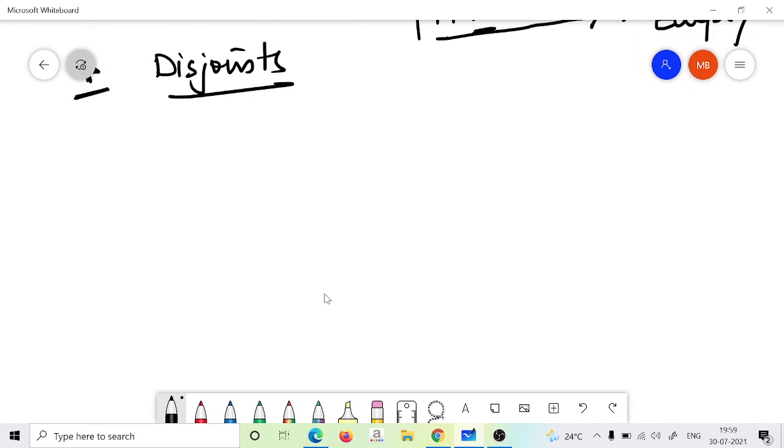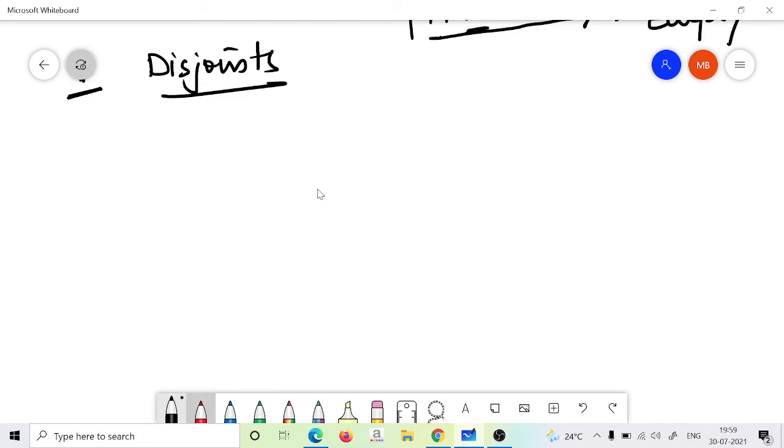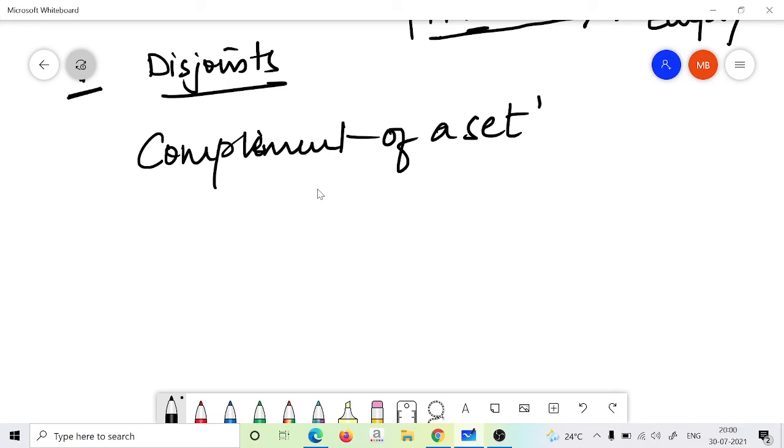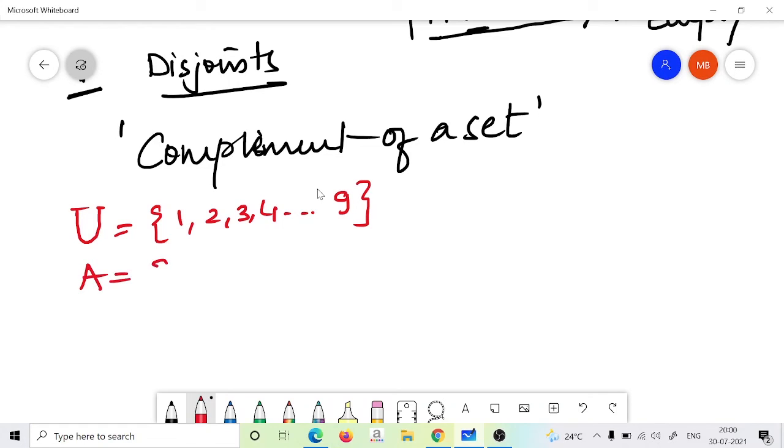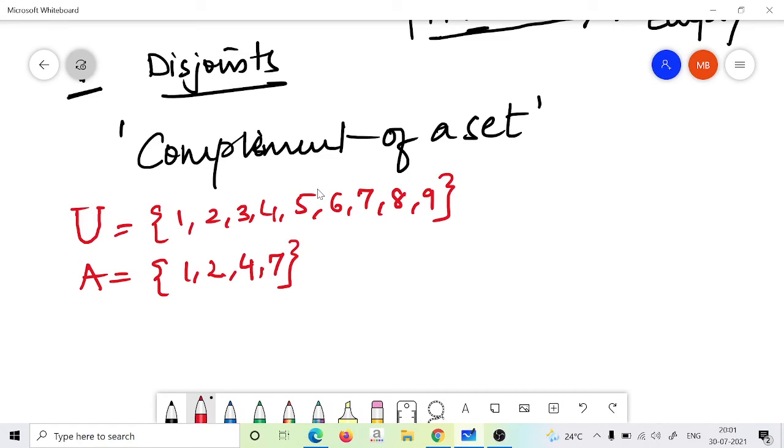Let us discuss one more important concept, which is the complement of a set. Let us assume that we have a universal set which has elements 1, 2, 3, 4, and up to 9. Okay, let me rewrite this completely for you, to avoid any confusion: 1, 2, 3, 4, 5, 6, 7, 8, and 9. And A is 1, 2, 4, and 7.